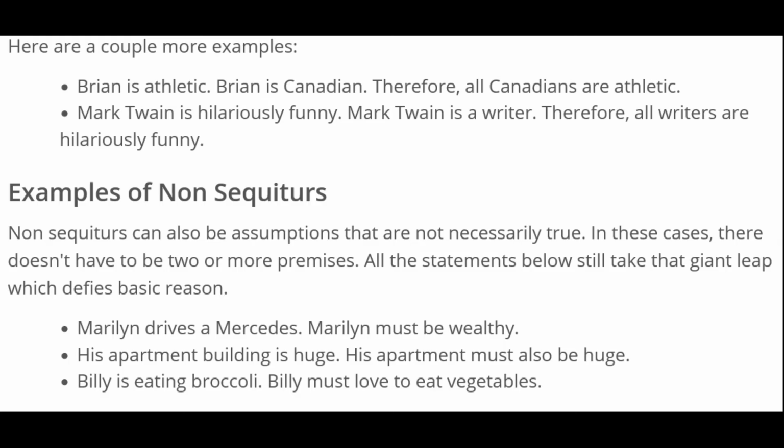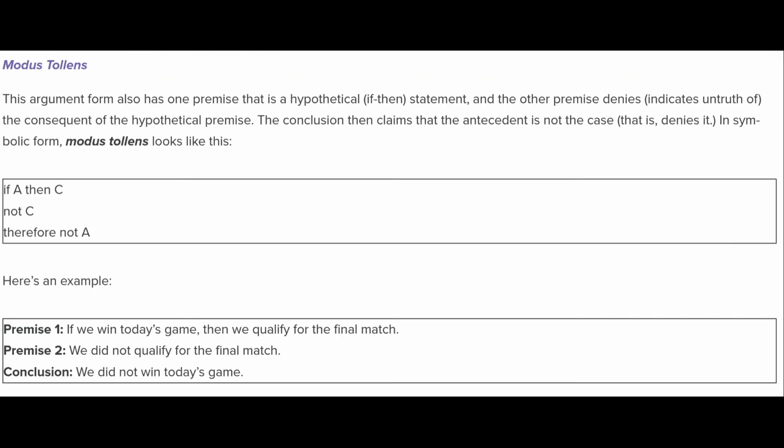These arguments are highly illogical and can be dismantled via understanding of any of these fallacies or the correct logical argument structure. So on to our second logical argument, or modus tollens, a favorite of ours. This argument form also has one premise that is a hypothetical if-then statement, and the other premise denies or indicates the untruth of the consequent of the hypothetical premise.